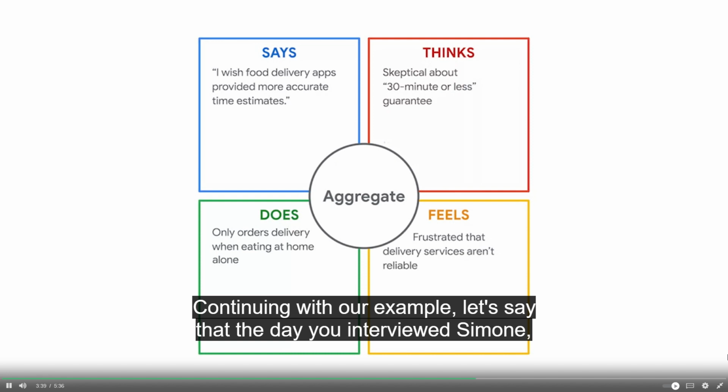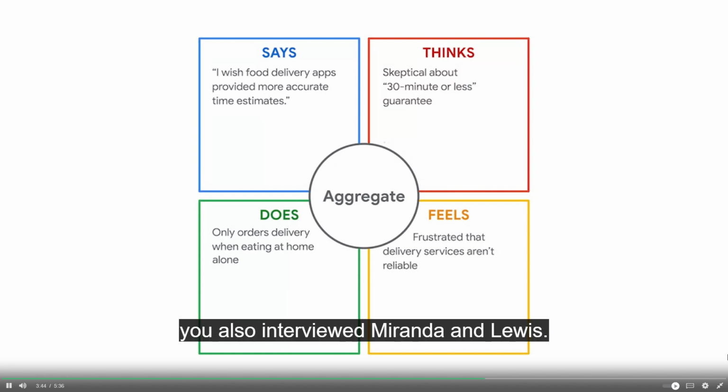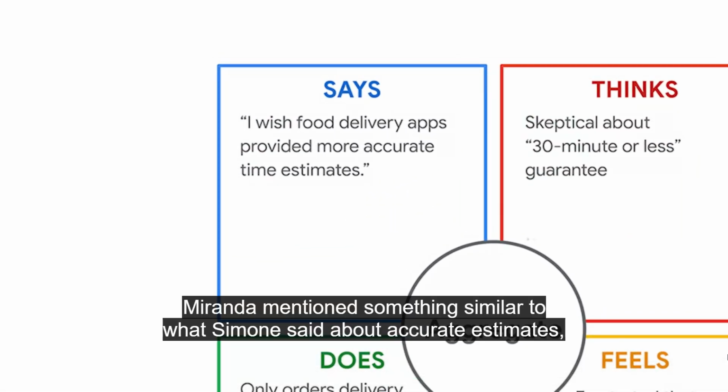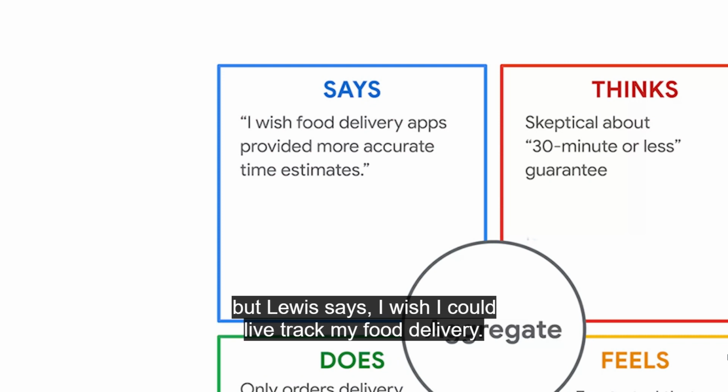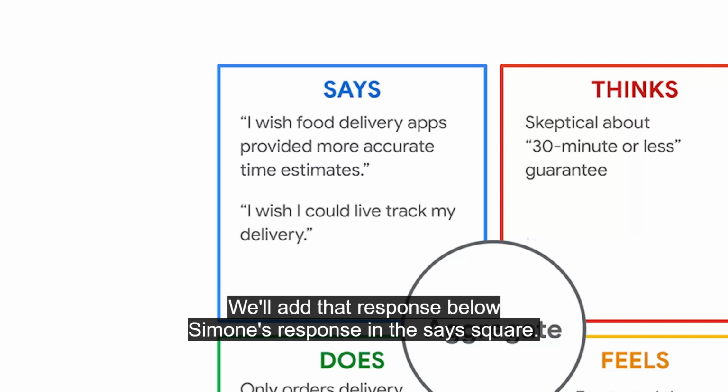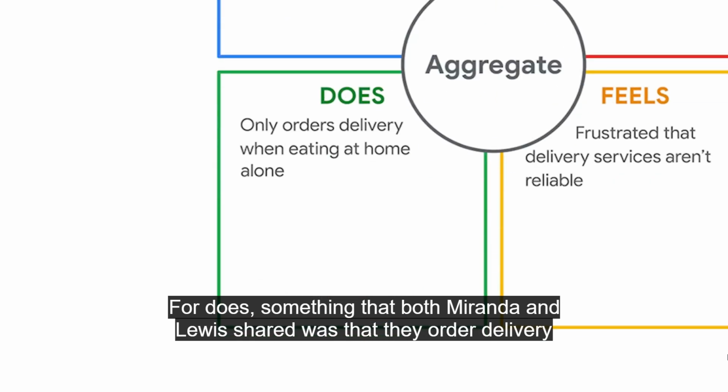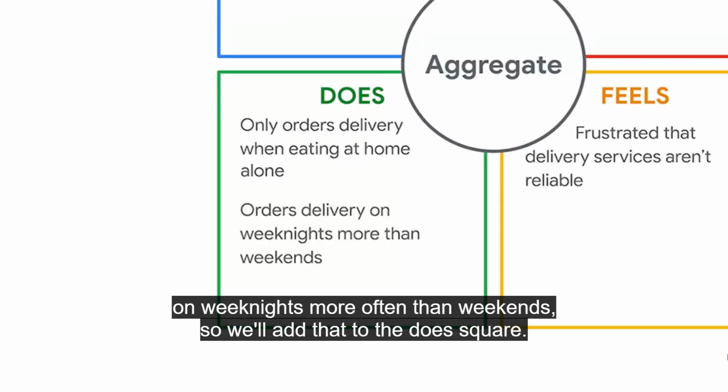Continuing with our example, let's say that the day you interviewed Simone, you also interviewed Miranda and Lewis. In the says square, Miranda mentioned something similar to what Simone said about accurate estimates, but Lewis says, "I wish I could live track my food delivery." We'll add that response below Simone's response in the says square. For does, something that both Miranda and Lewis shared was that they order delivery on weeknights more often than weekends. So we'll add that to the does square.